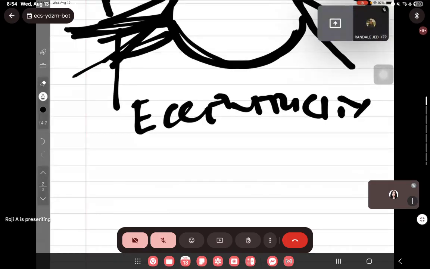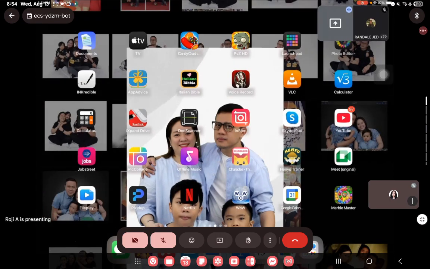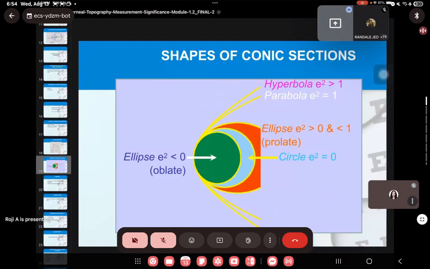So now that you see the eccentricity value, it's represented by a conic section. Whether it is a hyperbola, which is eccentricity greater than 1, a parabola, which is equal to 1, an ellipse, less than 1, or a circle, which is 0. Correct? You follow?